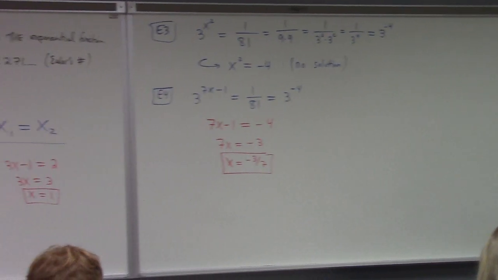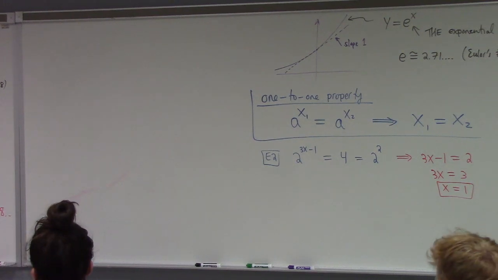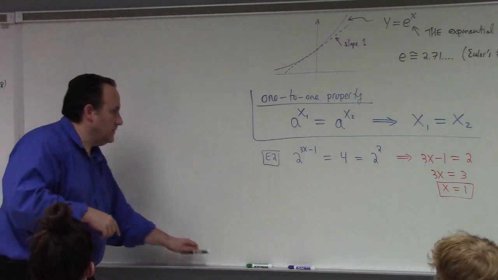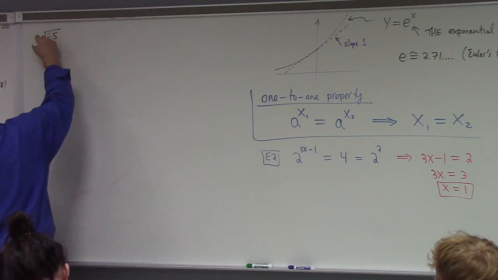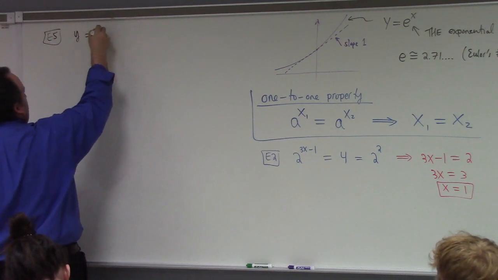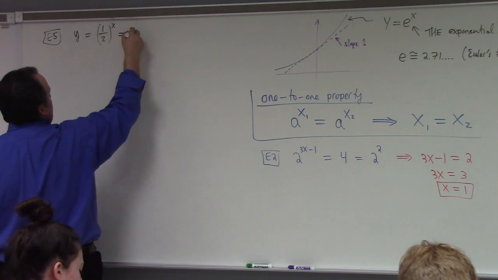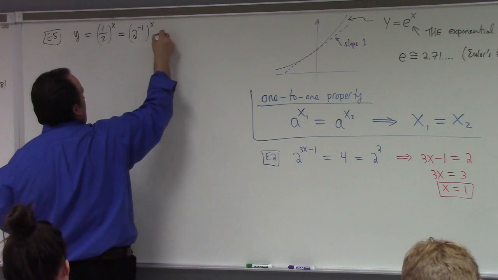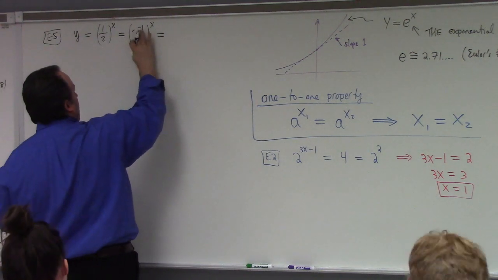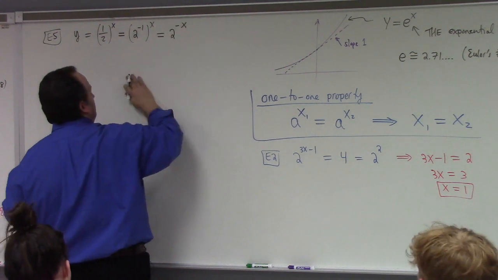Let's think about that. Let's try graphing 1/2 to the x. So, example 5, y equals 1/2 to the x. Let me point something out to you. This is really 2 to the minus 1 to the x, right? Which we could trade for 2 to the minus x.